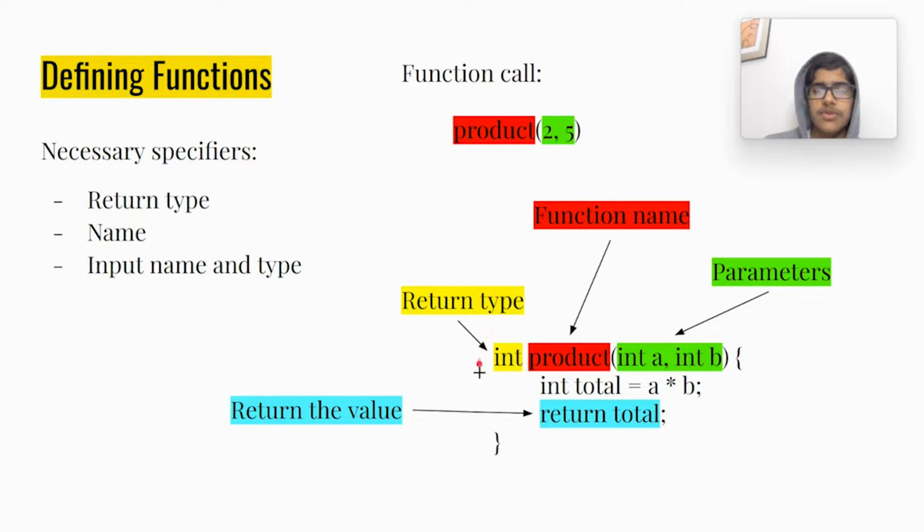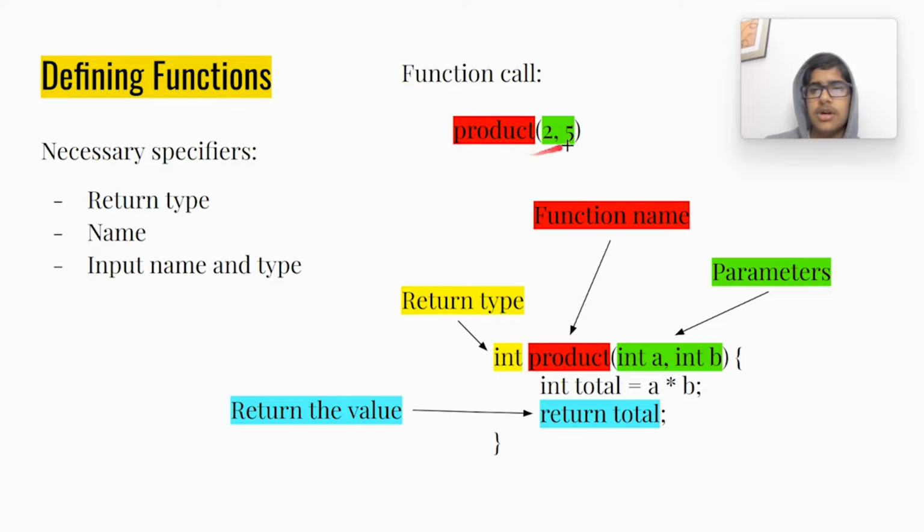First you type out the return type. In this case, we'll be returning a total, which is an integer. So you type integer here, then you type the function name, and then you type the parameters. In this case, we'll be given two integer values, and we name the first value A and the second value B. Over here, we calculate the total, which in this case is the product. We multiply A times B, and then you return the total, which is A times B.